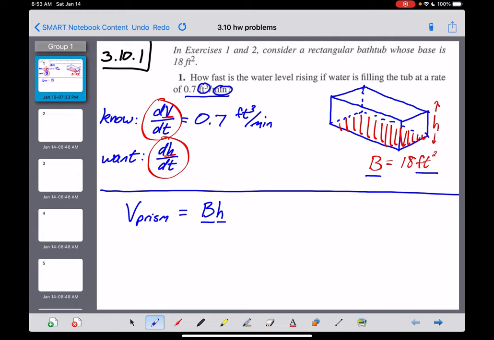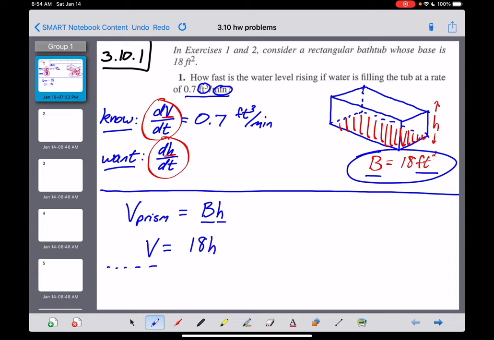Now, at first glance, this looks problematic because it's a three-variable problem, V, B, and h, and we only know one derivative and want another. But the key here is that the area of the base of this bathtub is a constant value of 18 square feet. It doesn't matter if there's 1 inch of water in the bathtub or a foot of water or however much there is, the area of that base is going to remain constant at 18. So we could rewrite this now as volume being 18, again, not a time-specific value, that's constant, multiplied by h.